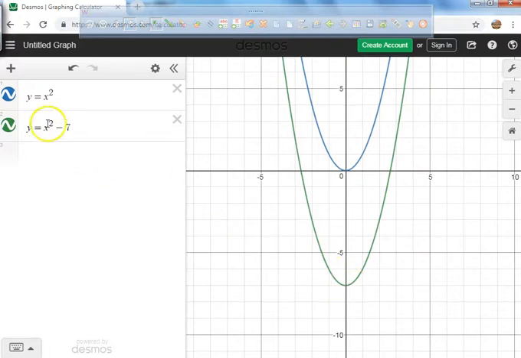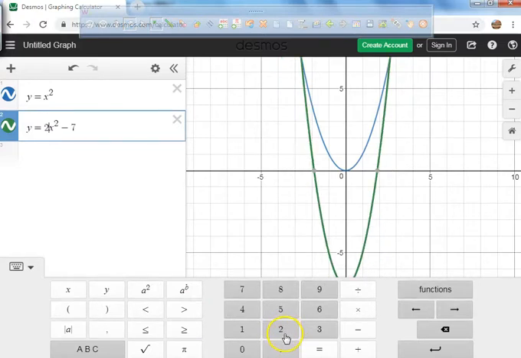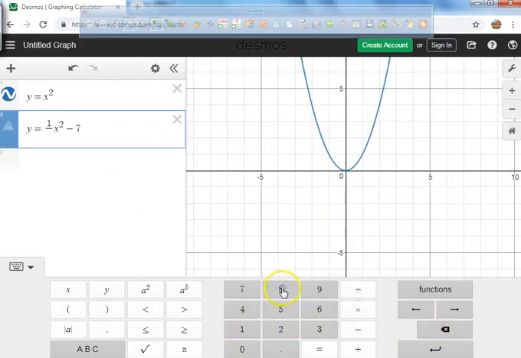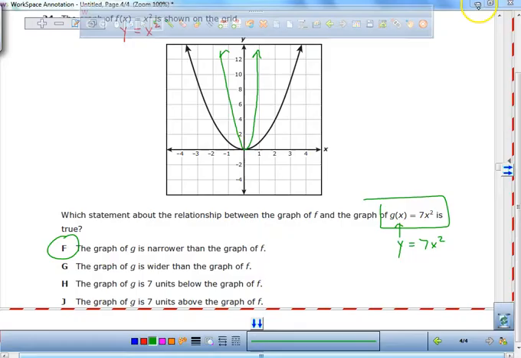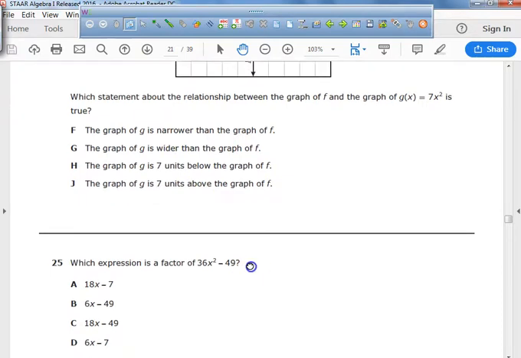What changes the width? The number that I put in front of there. If I want to make it more narrow, put a whole number greater than 1. Sorry, wider, I've got to make a fraction, like 1 divided by 8 or 1 divided by 7. Okay, I'm going to go ahead and clear these out. Alright, so our answer was F for that one.